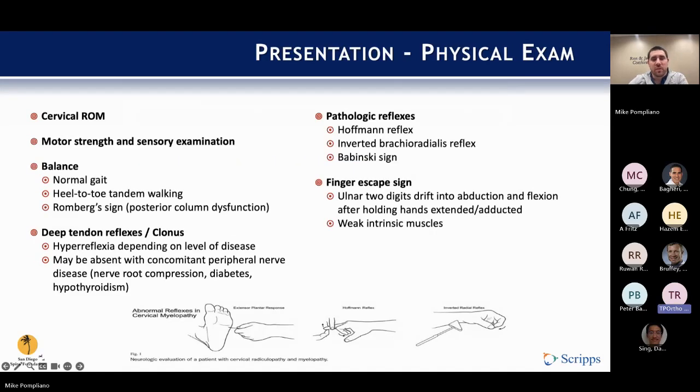Other things to look for on physical exam. So you want to start with the straightforward range of motion test.